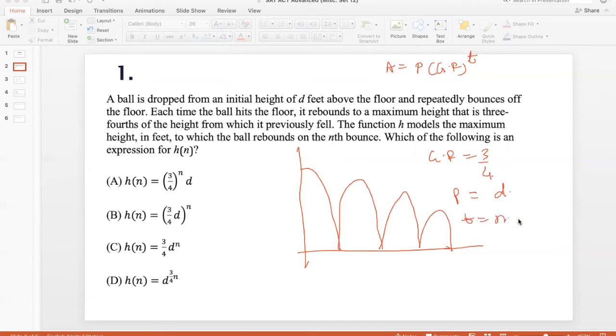right? For example, when N is 0, it is A is D times 3/4 to the power N. So when N is 0, that is when there is no bounce, then the initial height from which it is thrown is D. After the first bounce, it would be 3/4 of D, and then so on, right? So it would be 3/4 to the power N times D, option A.